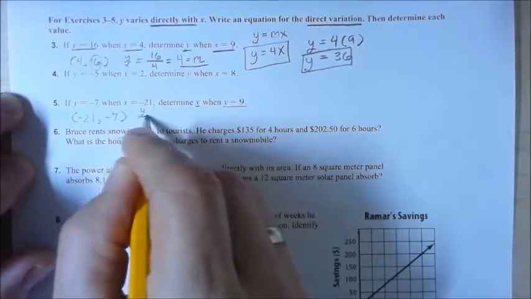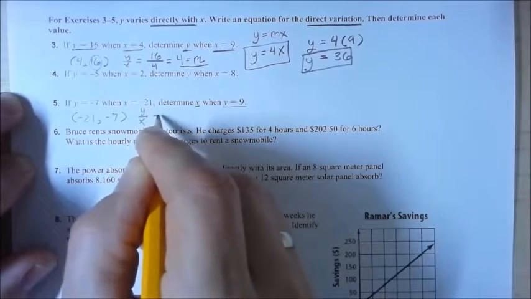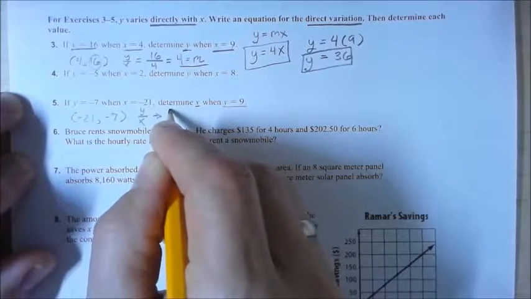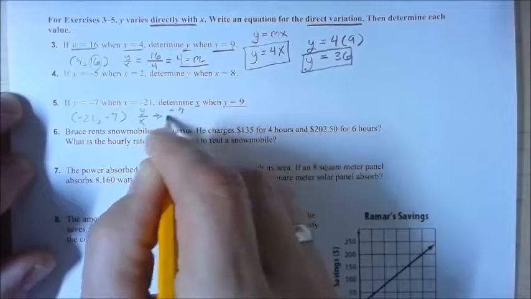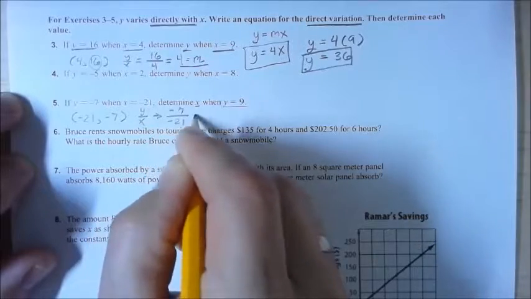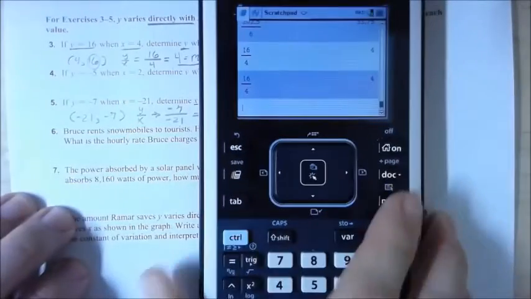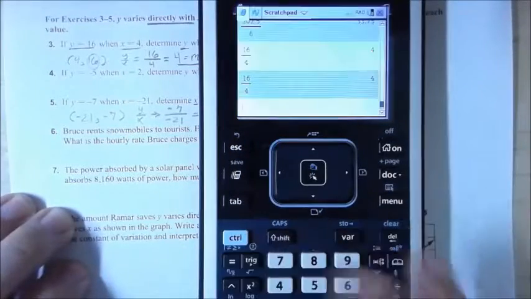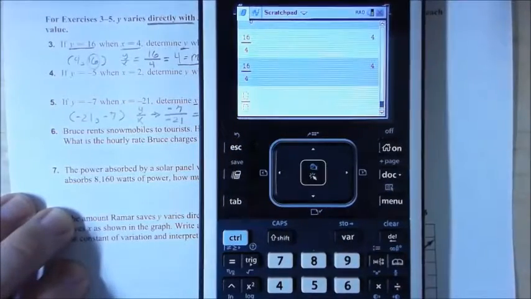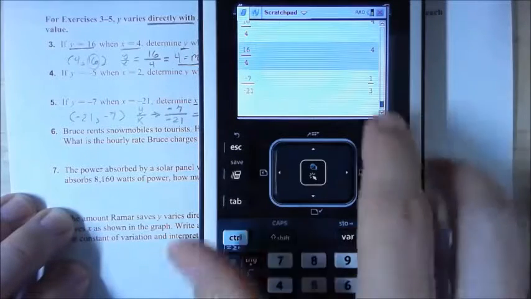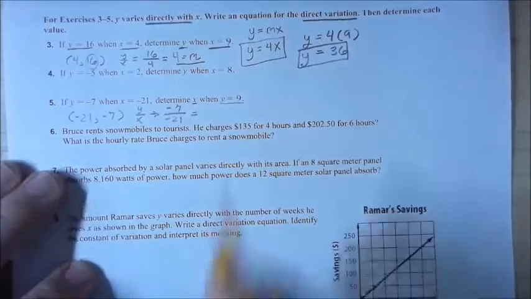Let's put this as a ratio of y over x, and that's going to give us -7 over -21. So this is going to give us our m, but let's go ahead and put it in a calculator. So in the calculator, if we were to do this, we would have -7 over -21. Hit enter. It gives us a positive 1/3. So let me move that real quick.